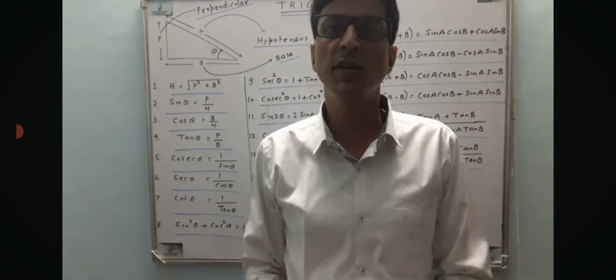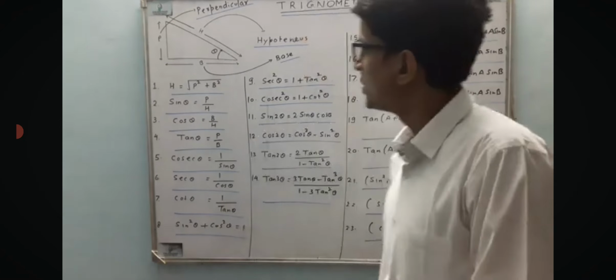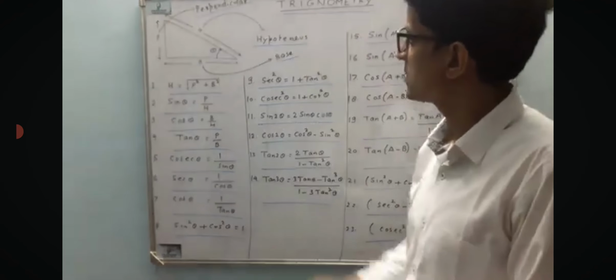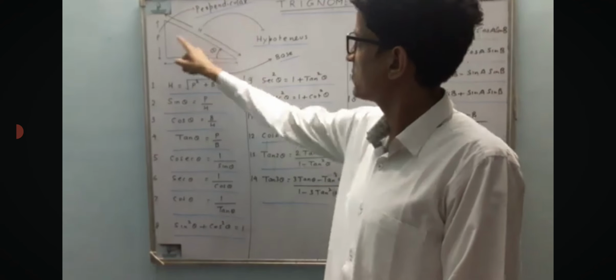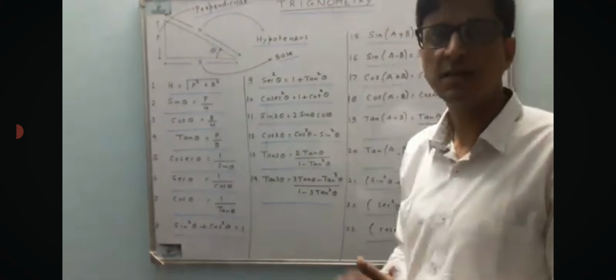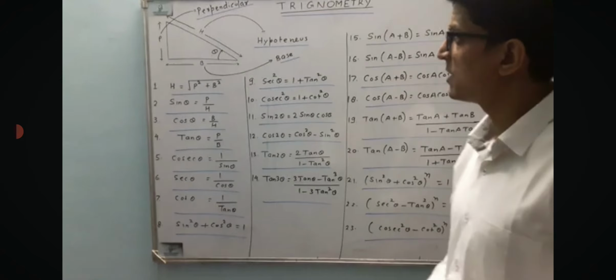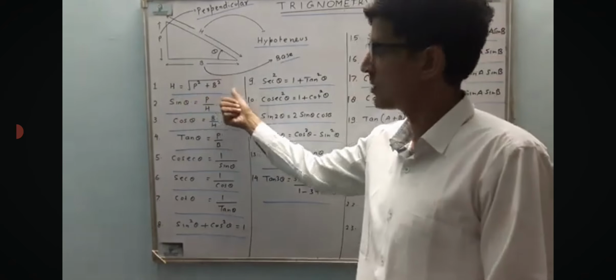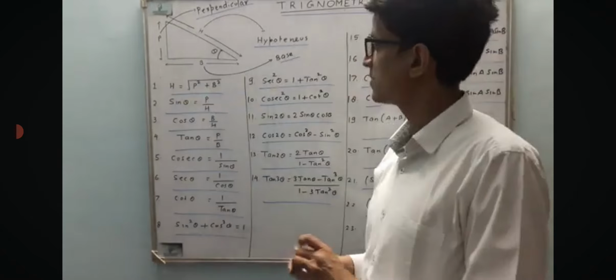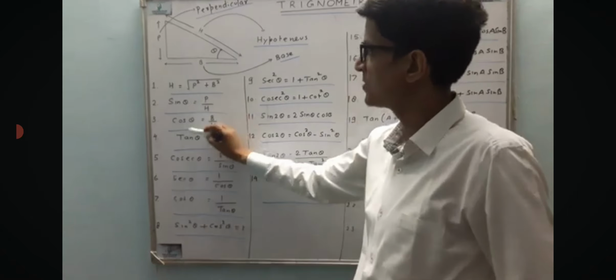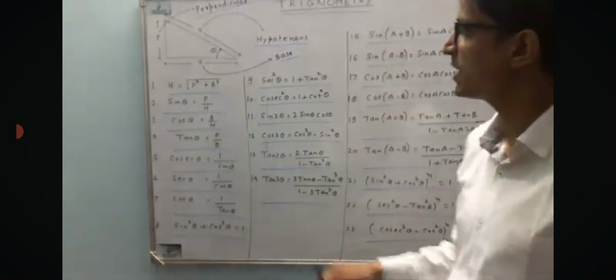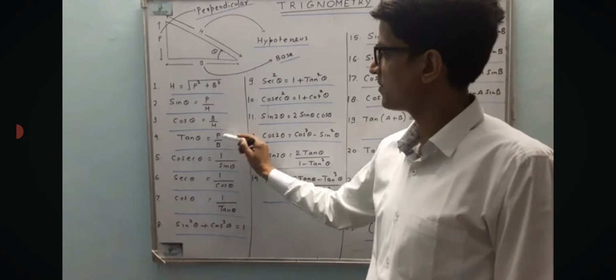Today we will discuss some results of trigonometry. So we have a right angle triangle in which B is the base, H is the hypotenuse and P is the perpendicular. There are certain standard results. The first result is H is equal to under root P square plus B square. The second result is sin theta is equal to P upon H. Third is cos theta is equal to B by H. Fourth is tan theta is equal to P upon B.